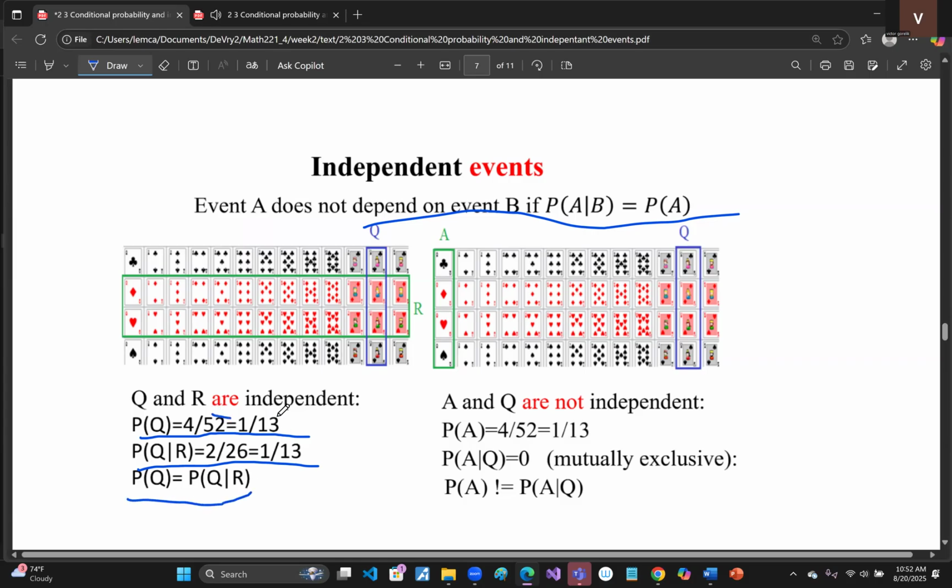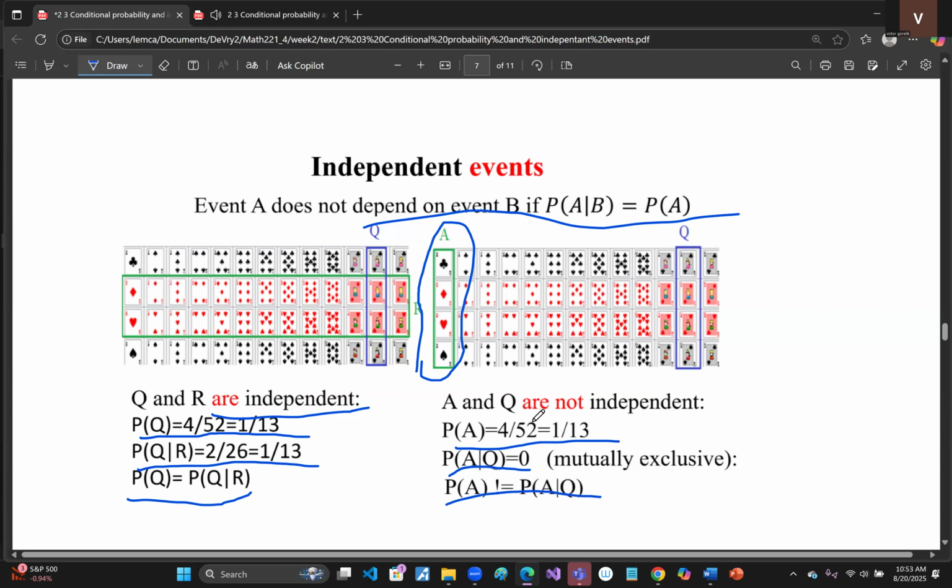On the other hand, if A is the event that the randomly selected card is an ace, then A and Q are mutually exclusive and the probability of A given Q is 0, which is not equal to the probability of A, which is 1 over 13. So, events A and Q are not independent.